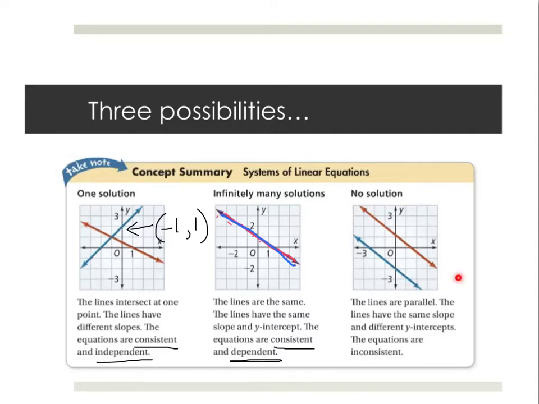The lines have the same slope, but different y-intercepts. And the equations in this case are inconsistent, and that's because there is no solution at all. So to recap real quick, a consistent system has a solution. It could be one, which is most of the time, or it could be infinitely many if it's two equations of the same line. A system that doesn't have a solution at all is inconsistent. A system that has a single solution is independent, while a system that has infinitely many solutions is dependent.